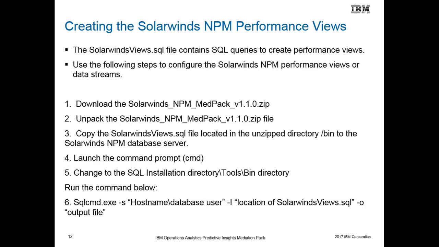This slide shows the steps needed to create the Solarwinds NPM performance views. The first steps are to download and unpack the Solarwinds NPM mediation pack. You must then copy the Solarwinds views SQL file from the bin directory of the mediation pack and then launch a command prompt to change to the SQL installation directory of tools/bin. Finally, run the command as shown in step 6.